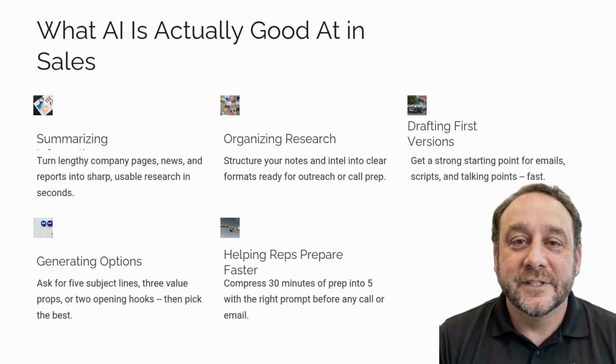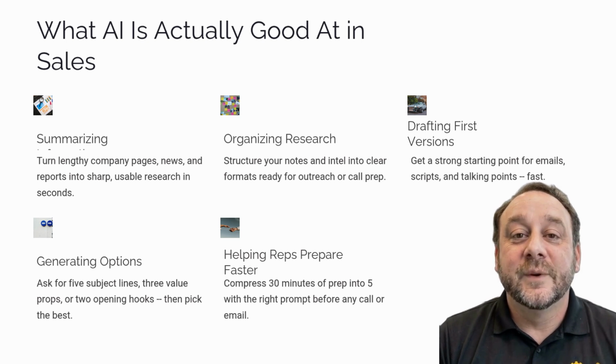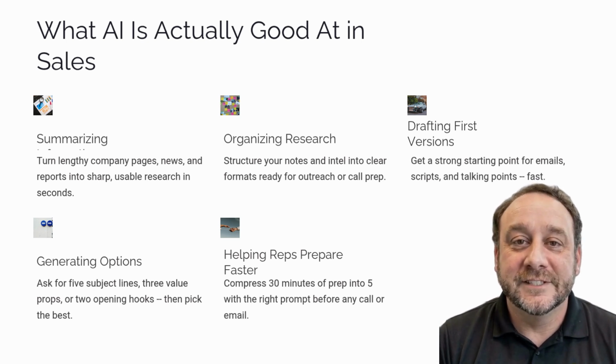AI is especially useful in sales when the task involves organizing information, drafting a first version, generating options, or helping you prepare faster. That's where it tends to create the most value. For example, AI is very good at summarizing company information, identifying likely buyer priorities, drafting outreach emails, generating discovery questions, and helping turn rough ideas into something more structured. It can also help you rewrite messaging, tighten language, and produce variations quickly.